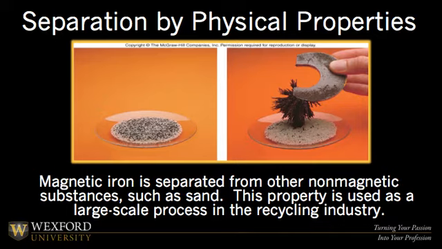In the diagram below, we can see that separation can occur by physical properties, where the magnetic iron is separated from other non-magnetic substances such as sand. This property is used as a large-scale process in the recycling industry.